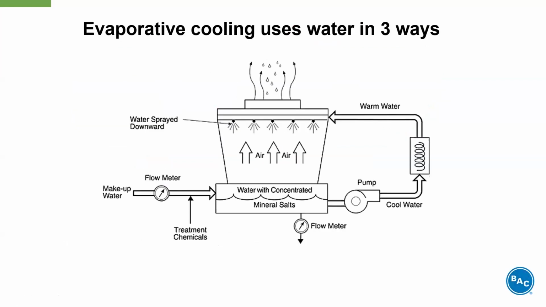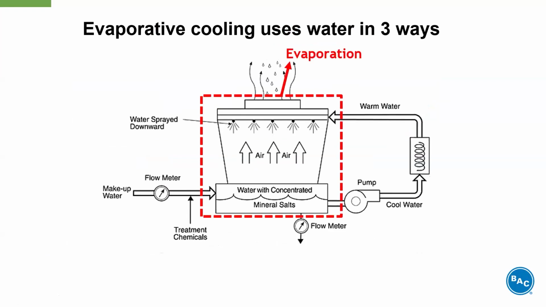So evaporative cooling products, or even hybrid or adiabatic products, use water in three ways. And I'm just talking about the water use contained within the unit. The first is obviously through evaporation. That's what's driving the heat exchange, so water is being evaporated. The second is blowdown or bleed.